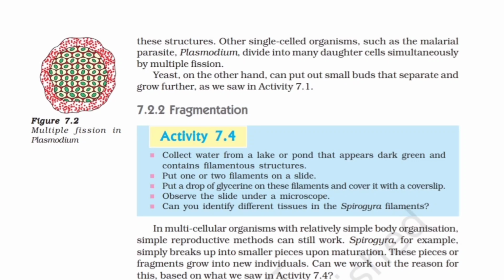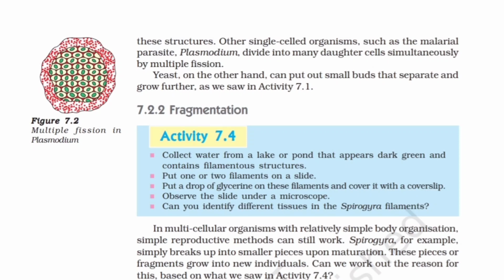Activity 7.4. Collect water from a lake or pond that appears dark green and contains filamentous structures. Put 1 or 2 filaments on a slide. Put a drop of glycerin on these filaments and cover it with a cover slip. Observe the slide under a microscope. Can you identify different tissues in the Spirogyra filaments?